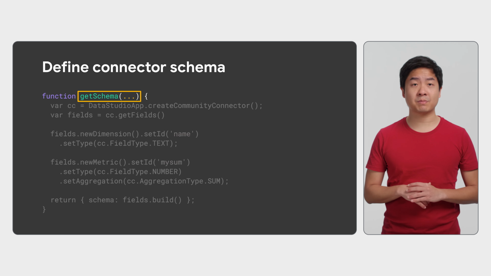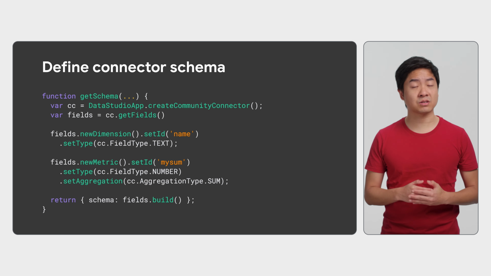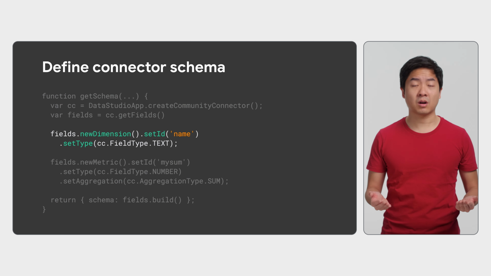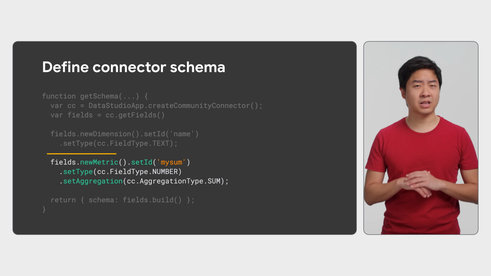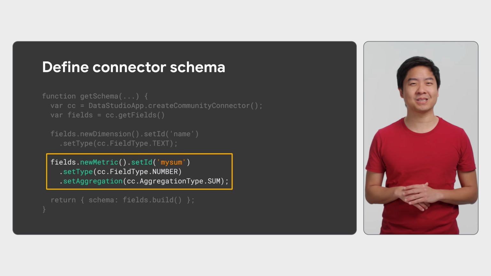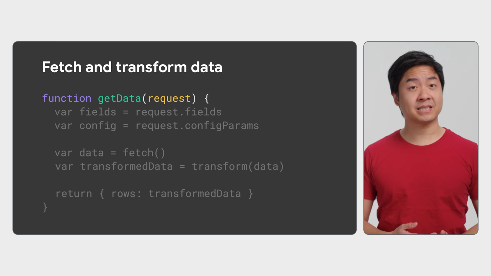Looker Studio calls this method to understand the fields of your connector's data source. For example, our connector will define a text dimension and some aggregation metric that Looker Studio can use in a report. Lastly, we have the getData method.